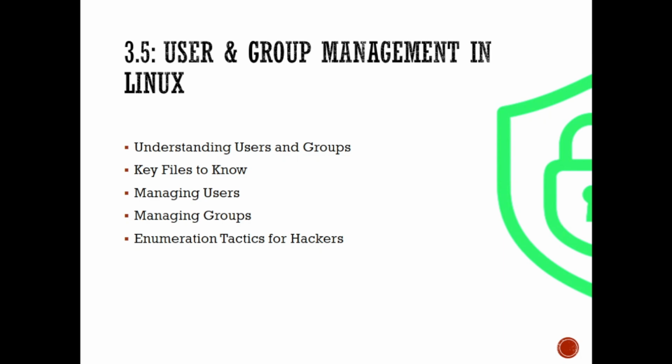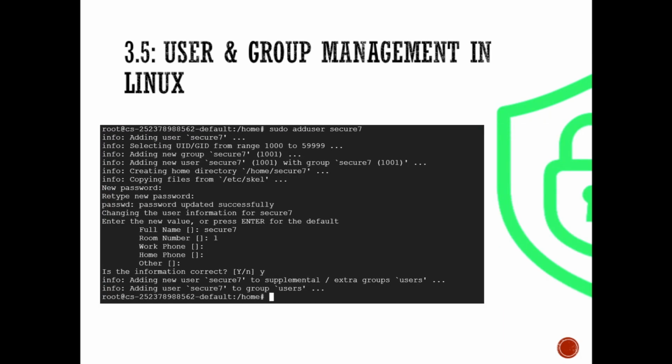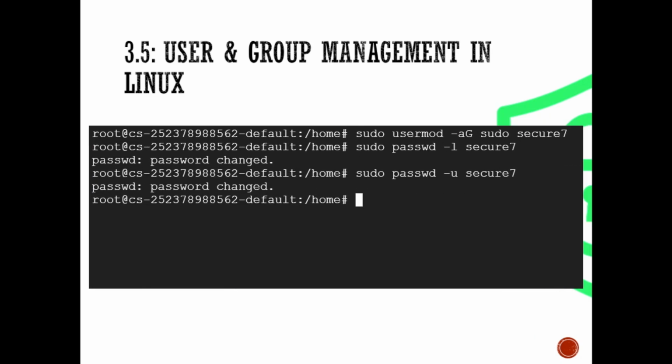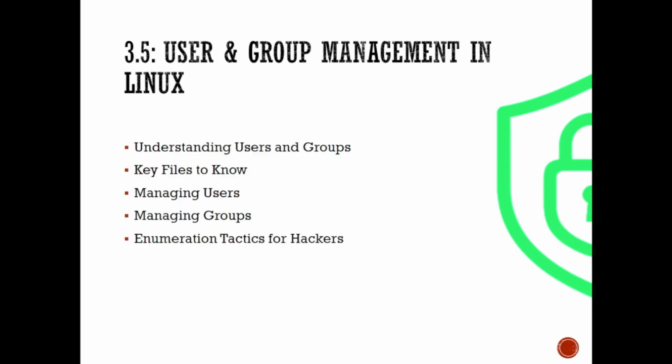Section 3. Managing users. Add a user, bash: sudo adduser JohnDoe. Delete a user, bash: sudo deluser JohnDoe. Change user info, bash: sudo usermod -aG sudo JohnDoe. Lock and unlock users. Bash: sudo passwd -l JohnDoe to lock, sudo passwd -u JohnDoe to unlock. Locking accounts is useful for preventing unauthorized access without deleting the user.